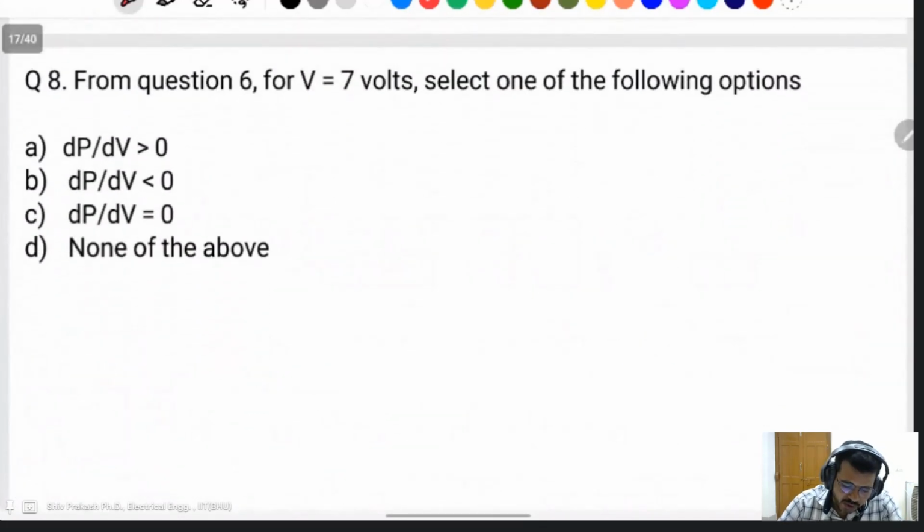Next question, from question 6, for V equal to 7 volts, select one of the following options: dP by dV greater than 0, dP by dV less than 0, dP by dV equal to 0, none of the above.